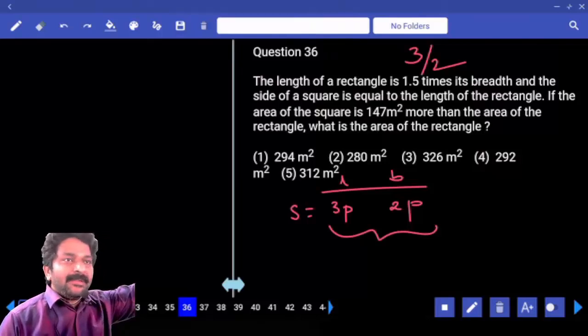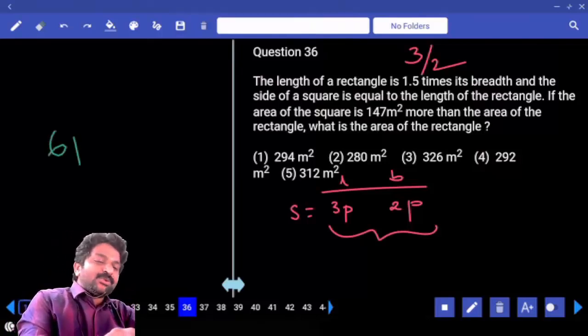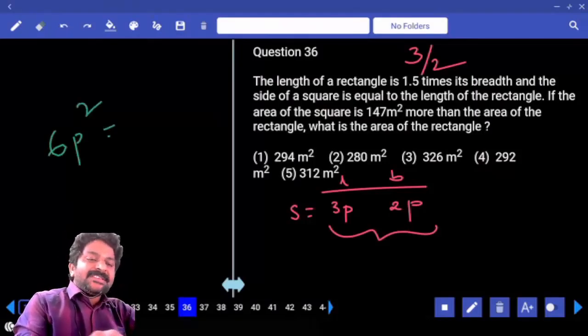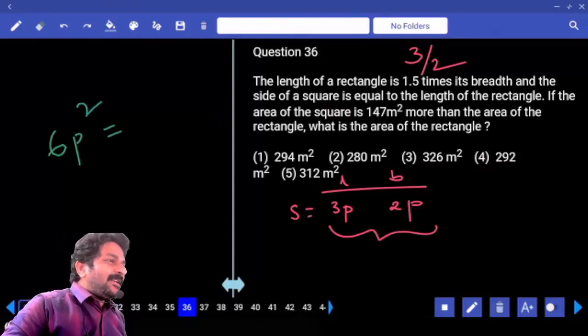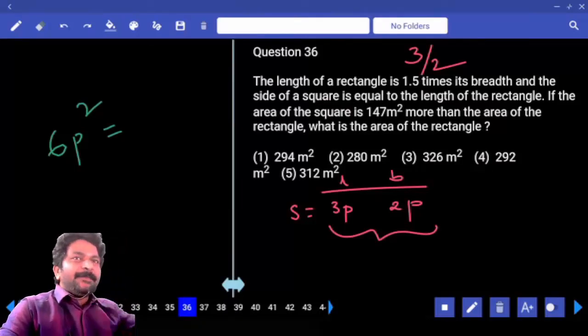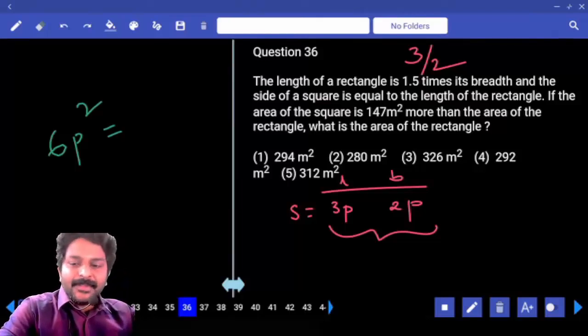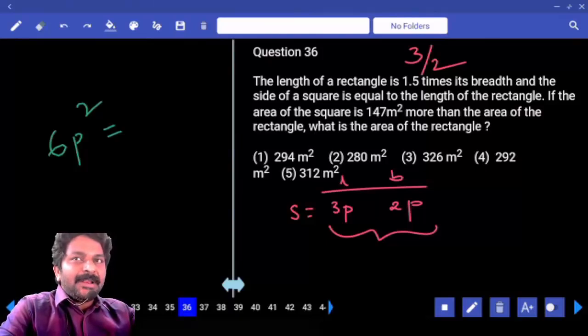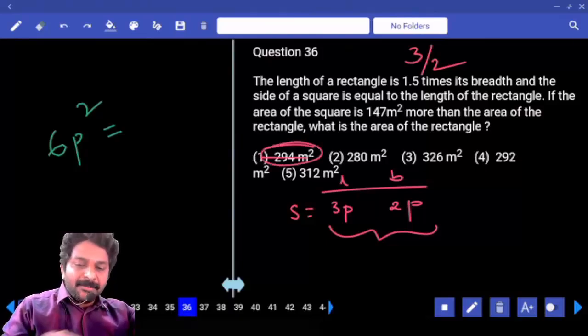Length into breadth only. That means 6p square. This is what we need to calculate. 6p square value must be a 6 multiple, right? Come on. 6 multiple in the sense it has to be a 3 multiple. Can it be the first option? Is your first option a 3 multiple? Yes, the first option can be your answer.